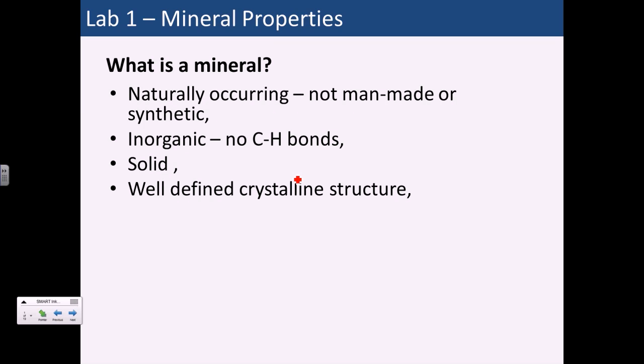The mineral must be solid. It has a well-defined crystalline structure. This means that we know how all the atoms are bonded to one another and where they exist in three-dimensional space. And finally, we have to have a well-known chemical formula.